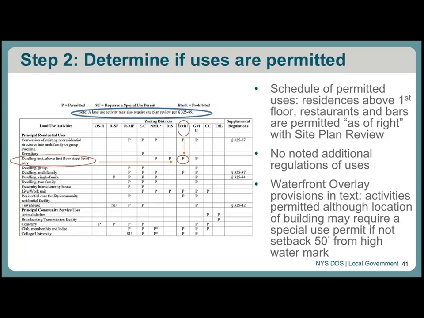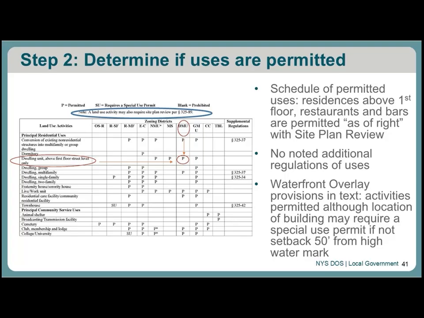And then this table also includes cross-references to any additional regulations. So at this time you could check that, and that would give you a heads up as to whether there would be anything else you'd have to consider with regard to these uses. In this case, there were no additional regulations required in relation to any of the permitted uses or the proposed uses in this project.